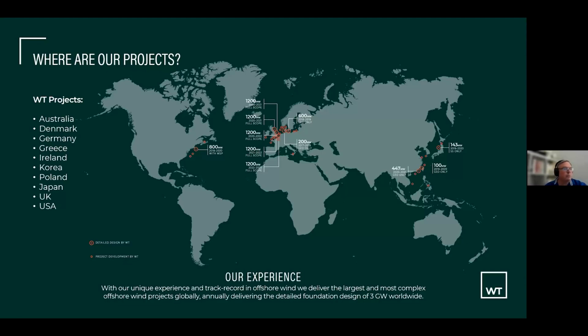Brazil is a potentially emerging market. The Mediterranean is coming along as a potentially emerging market. So offshore wind is being deployed across the globe, and we as designers go where the projects are.